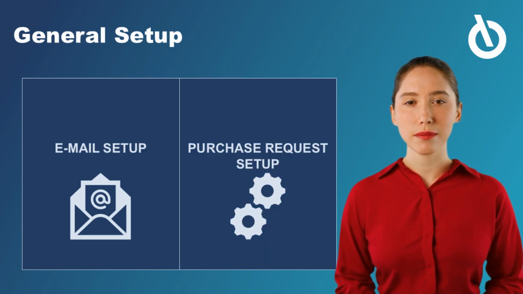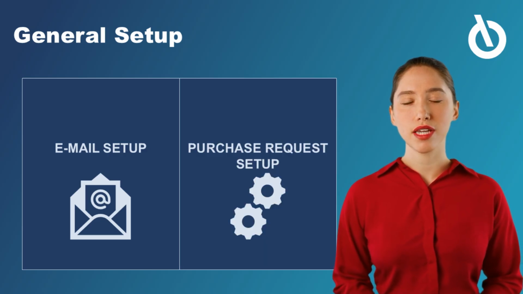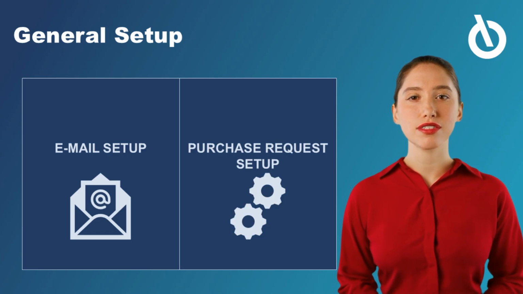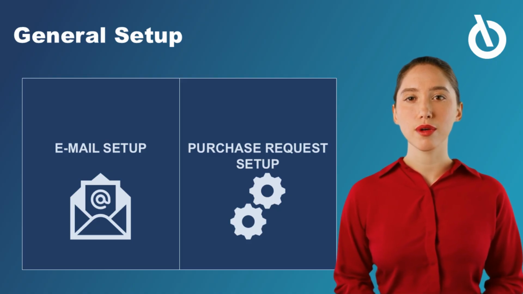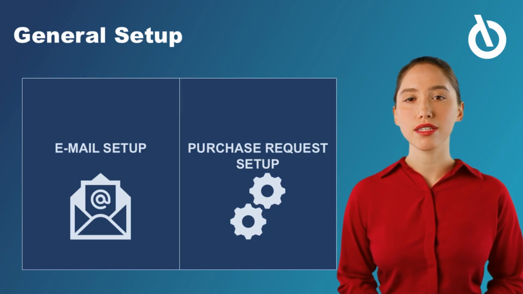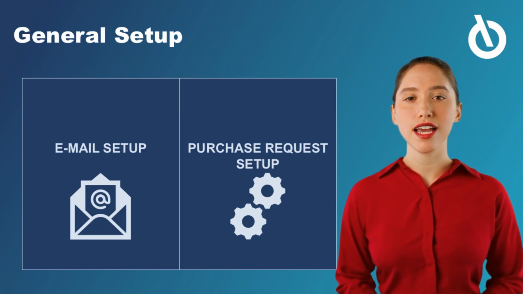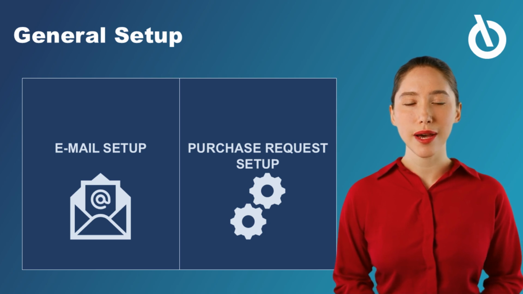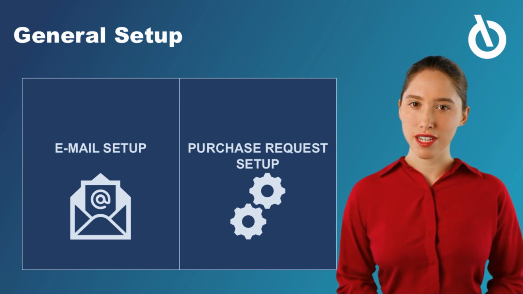In the next step, the basic settings required for purchase requests are defined. In the purchase request setup, default values for the purchase request workflow are specified, such as the number series for purchase request documents and standard text used in the automatic notifications. Let's switch to Business Central.